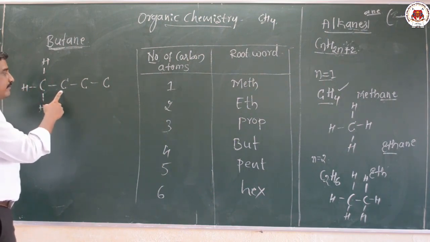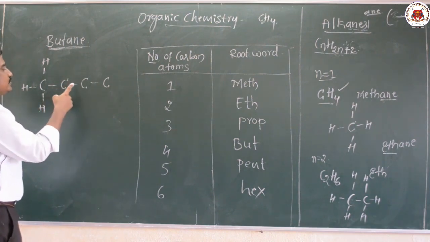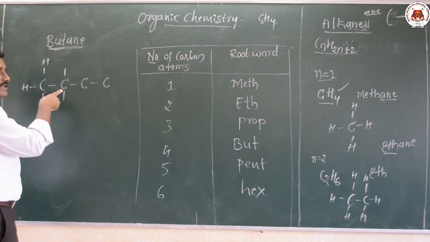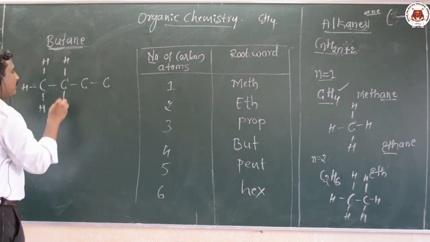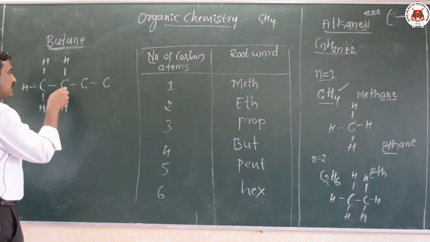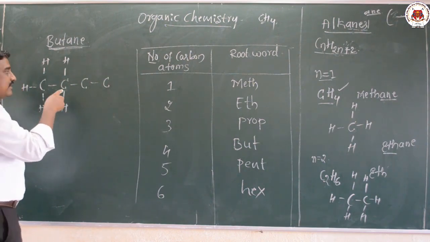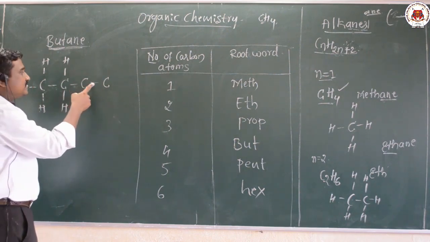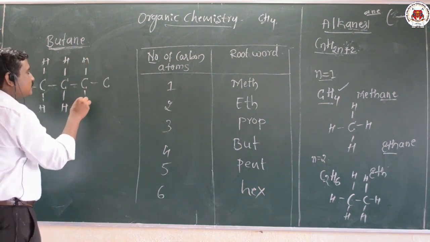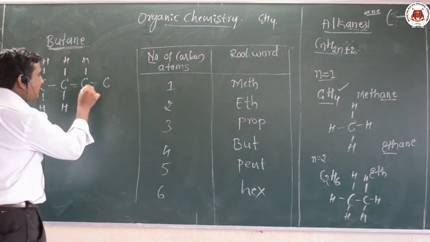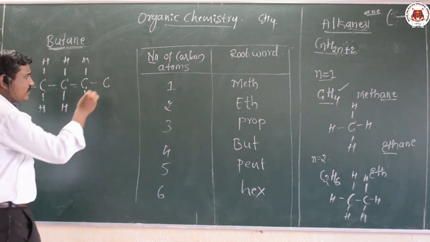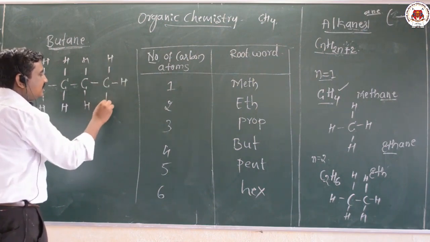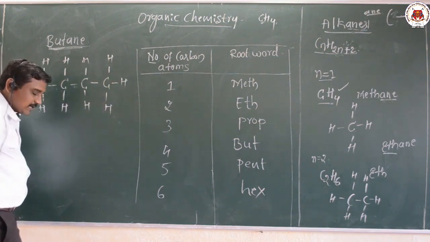Now the second carbon atom has again 2 bonds, so you have to write 2 bonds. Then only this carbon satisfied its tetravalency. By writing the appropriate number, that is 2 hydrogen atoms, the second carbon satisfied its tetravalency. Similarly, this carbon has 2 bonds, and you have to write again 2 hydrogen atoms. After writing 2 hydrogen atoms, this carbon also satisfied its valency. Now again this carbon has a single bond, so you have to write 3 bonds, then only the carbon satisfied its tetravalency.